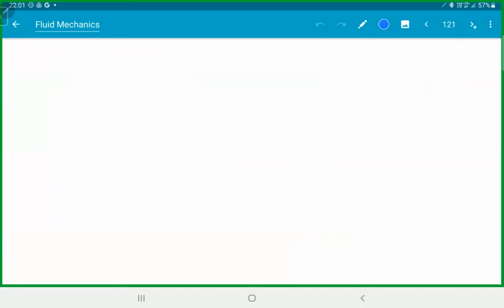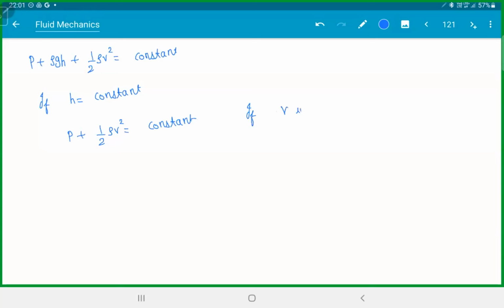The next thing. P plus rho g h plus half rho v square is constant. Suppose you take 2 points at the same height, then you get P plus half rho v square is constant. You get an interesting result here. If the speed increases, pressure actually decreases. That means a fast moving fluid exerts less pressure compared to a slow moving fluid.